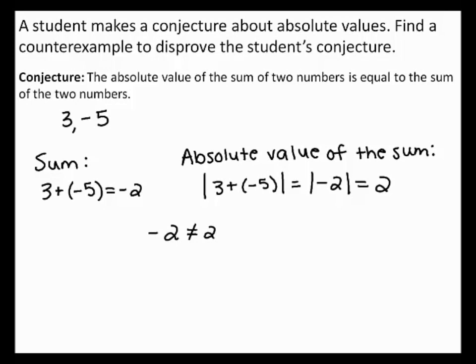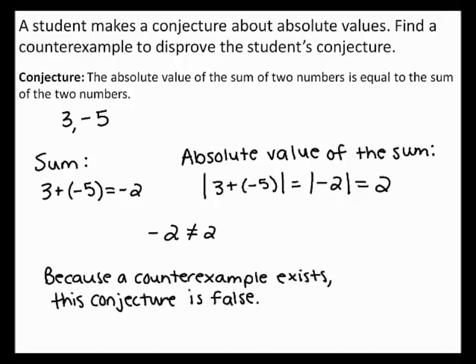So, in this case, the sum of two numbers is not equal to the absolute value of that sum. Therefore, this is a counterexample to this conjecture, and because a counterexample exists, this conjecture is false.